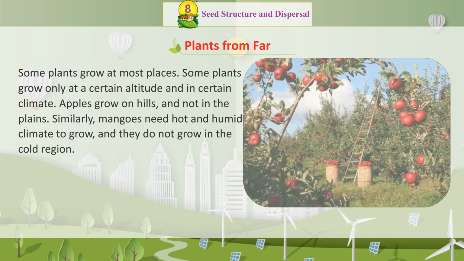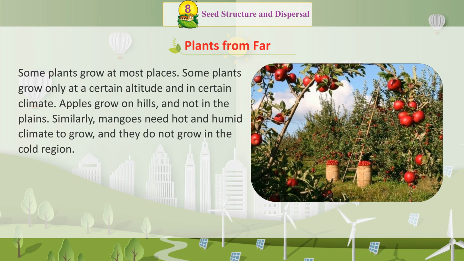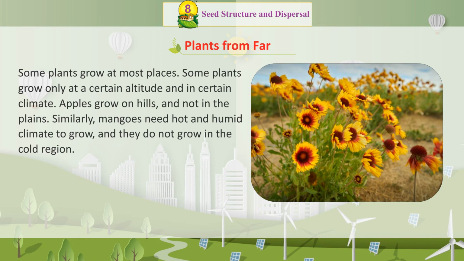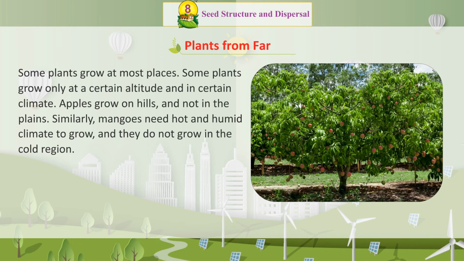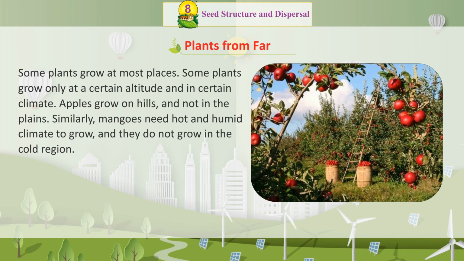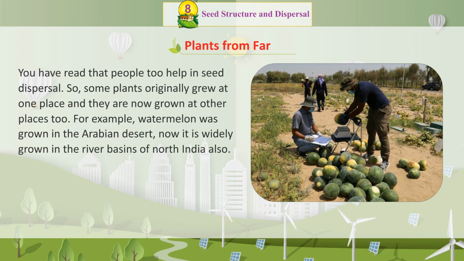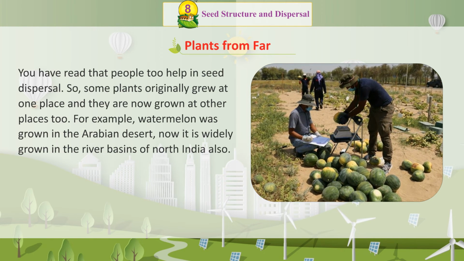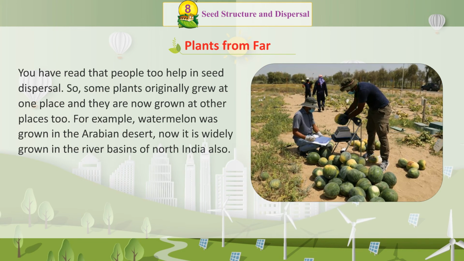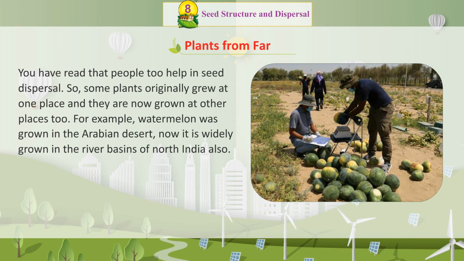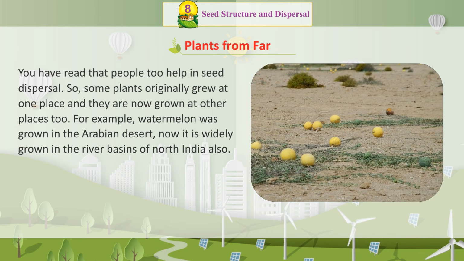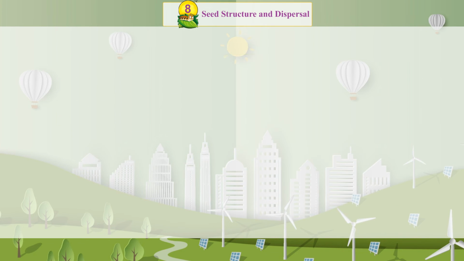Plants from far. Some plants grow at most places. Some plants grow only at certain altitude and in certain climate. Apples grow on hills and not in the plains. Similarly, mangoes need hot and humid climate to grow, and they do not grow in the cold region. You have read that people too helped in seed dispersal. So some plants originally grew at one place and they are now grown at other places too. For example, watermelon was grown in the Arabian desert. Now it is widely grown in the river basins of North India also.